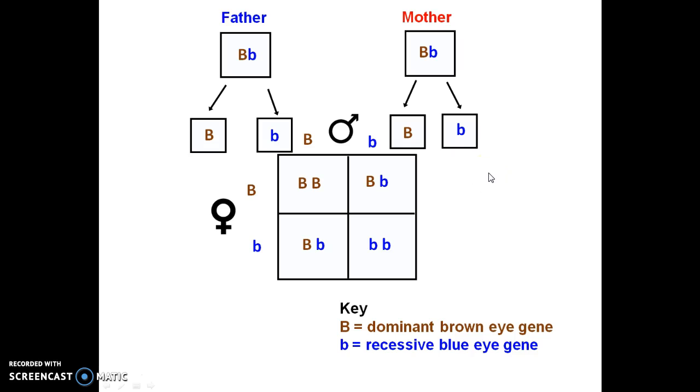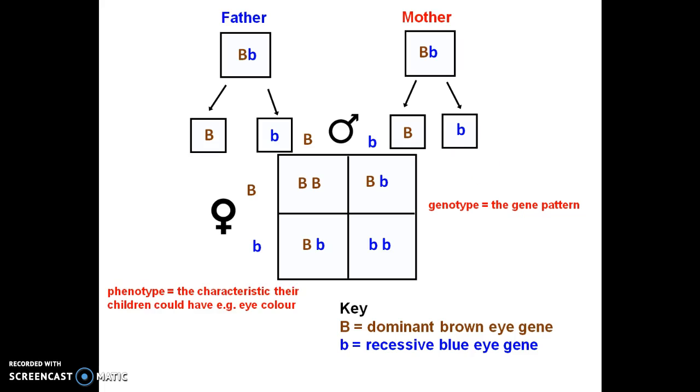And there are important terms used to describe this. So a genotype is what we see here. That's the gene pattern of the children that these parents could possibly have. 4 different possibilities, or in actual fact 3 different possibilities from the 4 combinations. Then a new name, the phenotype. The phenotype is the characteristic that children would have.